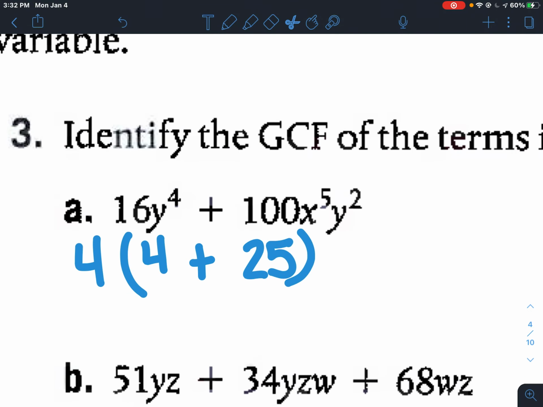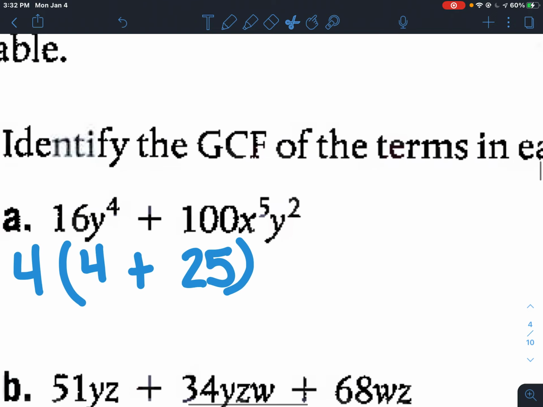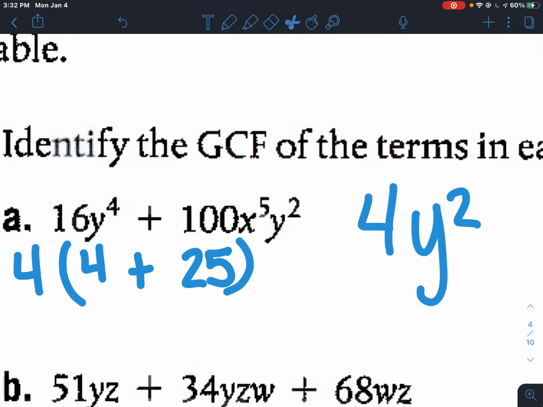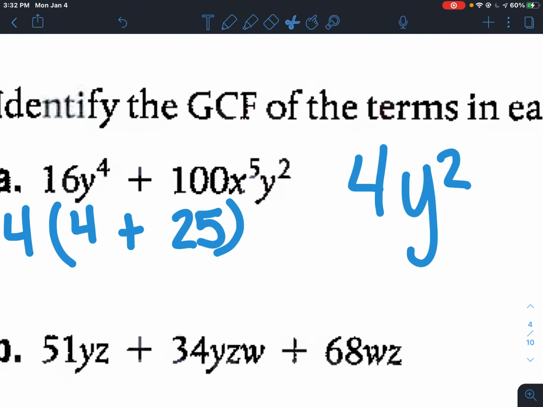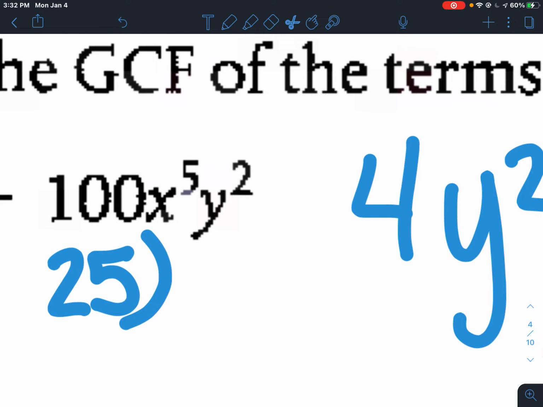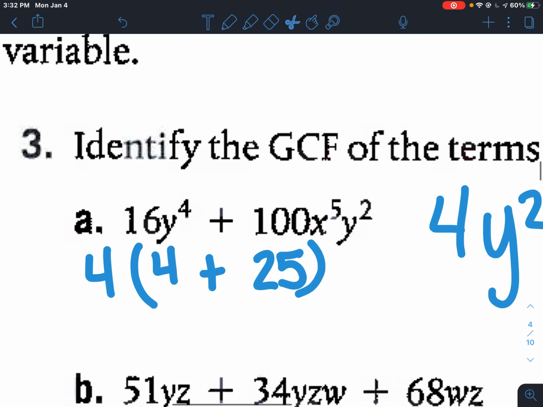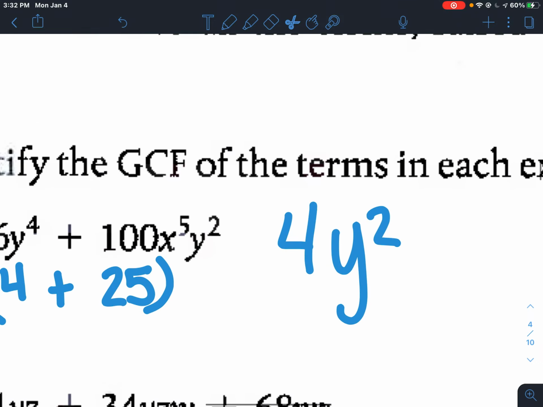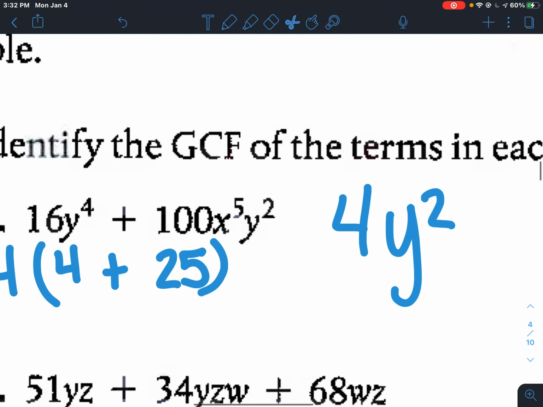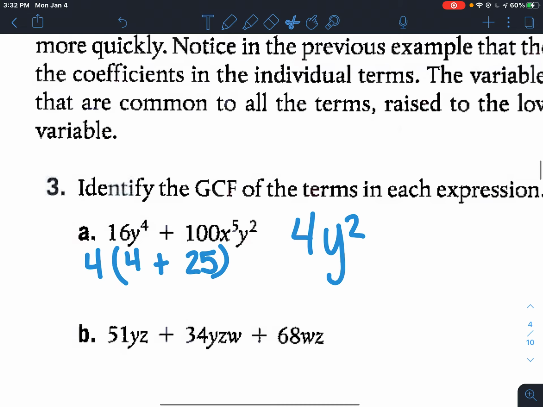Then I have y to the 4th, x to the 5th, y to the 2nd. What variables do they have in common? What do they both have? Okay, so they both have a 4, and then they both have a y squared. In this little second part, it's a y squared. Over here, it's y to the 4th. Obviously, I can only cancel out y squared. Can't cancel out any x's because the first part doesn't have any x's in it.